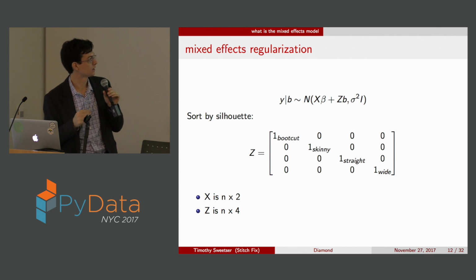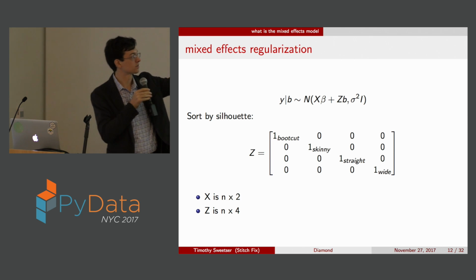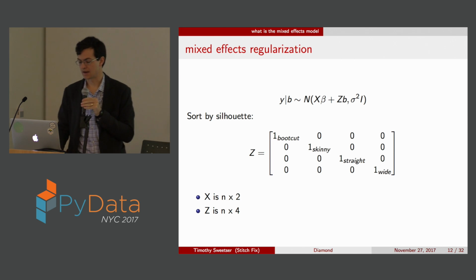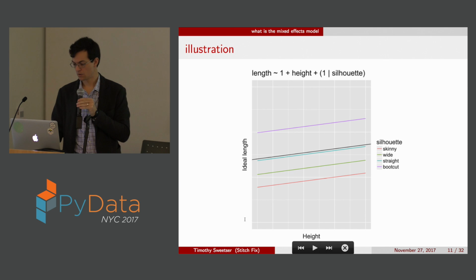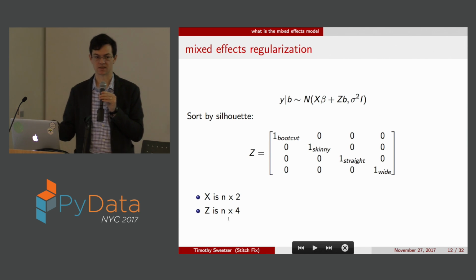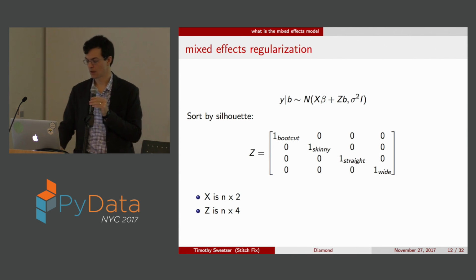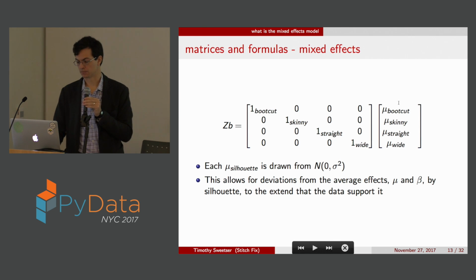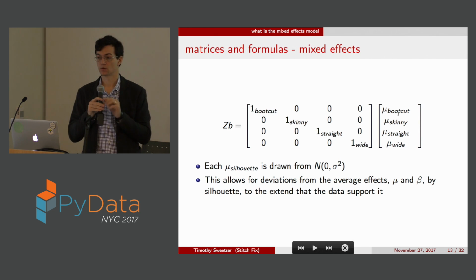And this gives us our design matrix. The original X design matrix was n by 2, and now because we're fitting one parameter for each silhouette, and we have 4 silhouettes, we now have an n by 4 design matrix Z. And we'll learn different intercepts for each of these.